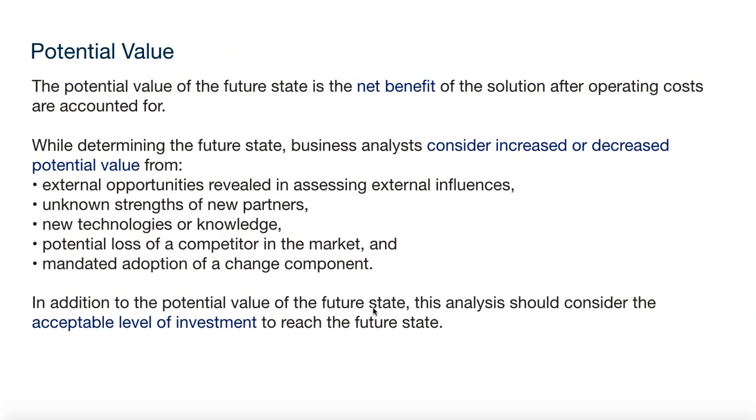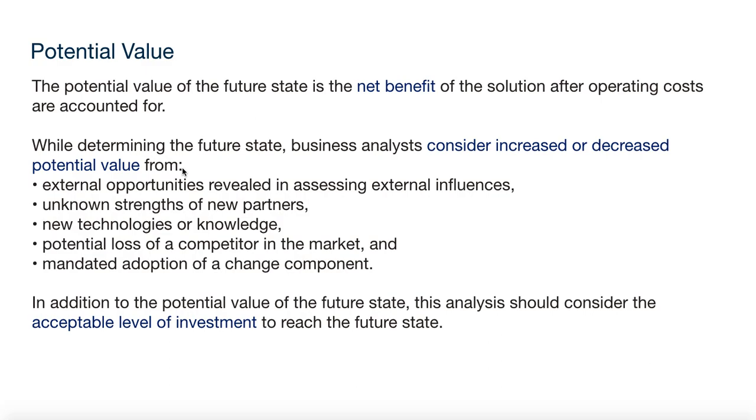The last one is you need to identify the potential value. The potential value of the future state is the net benefit of the solution after operating costs are accounted for. So once you've implemented the entire future state, you have put in some investments. So you need to check what is the net benefit of the solution after all the operating costs are accounted for. So when you define this future state, business analysts need to consider increase or decrease in potential value. Sometimes the value can increase, but sometimes you put in over-engineering and then the value tends to only decrease.